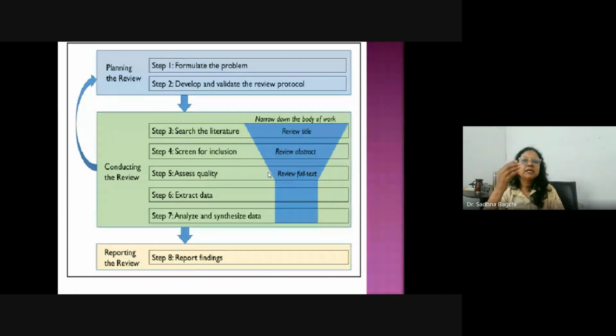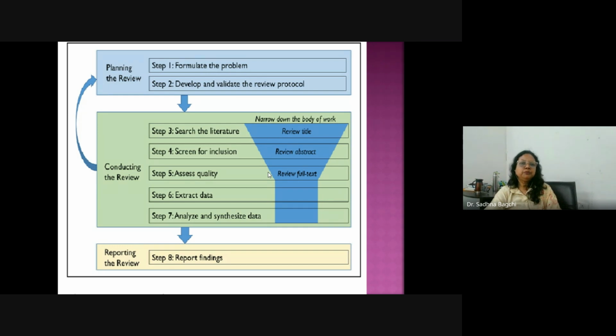Now, I'm checking just how it is going to be conducted. Step one, formulate the problem. Step two, develop and validate the review protocols. In a very quick manner, I'm completing the whole research design in a single page. That is planning.